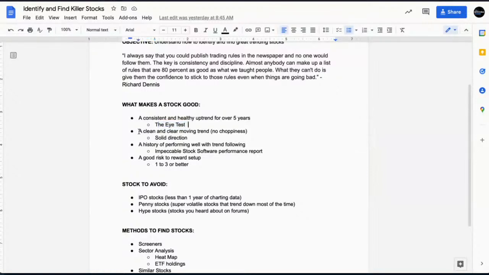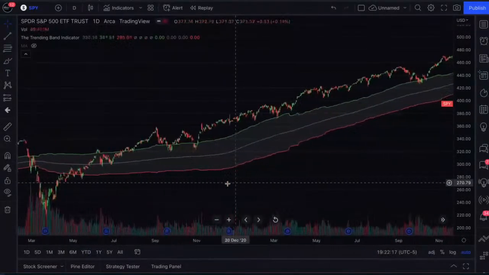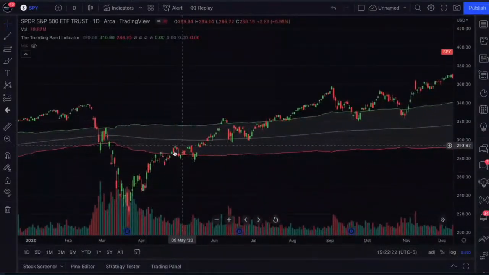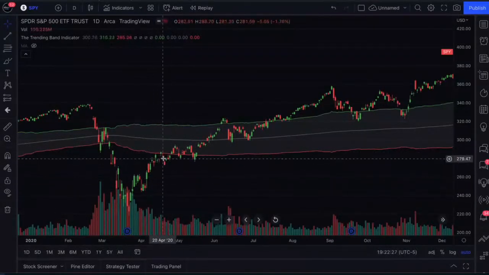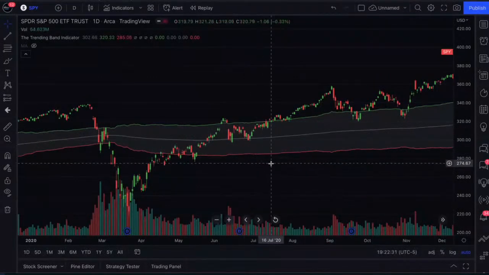Next, you want to have a clean and clear moving trend, no choppiness. You want solid direction. What does this mean? Well, some stocks are very choppy, as they go up and down, up and down, up and down. An example of this, especially on SPY, is these examples right here. As it's going up, it's up, down, up, down, up, down. If you see a whole stock that's always up, down, up, down, and then when it goes down, it's up, down, down, down, down, you don't want a stock like that.